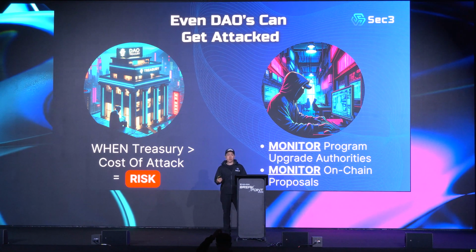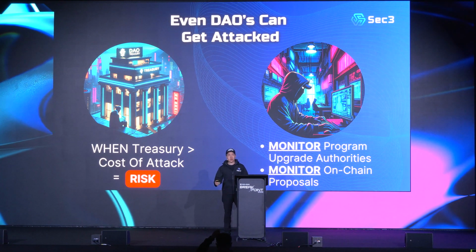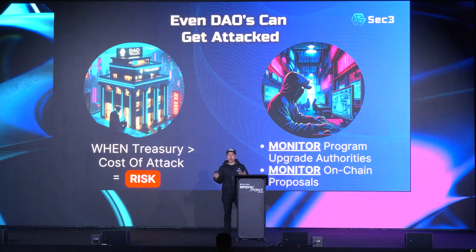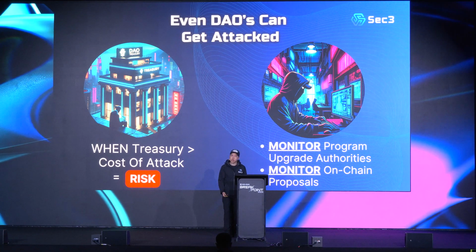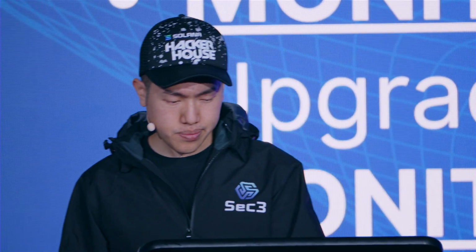Our Watchtower system also allows us to monitor different things like program upgrades or upgrade authorities, as well as on-chain proposals. Because sometimes there's just so many things that are going on through Twitter, through Discord, you just don't have time to be constantly aware of what's happening. So you can get an SMS on your favorite DAOs or the kind of protocols that your product depends on so that you know when something is happening.